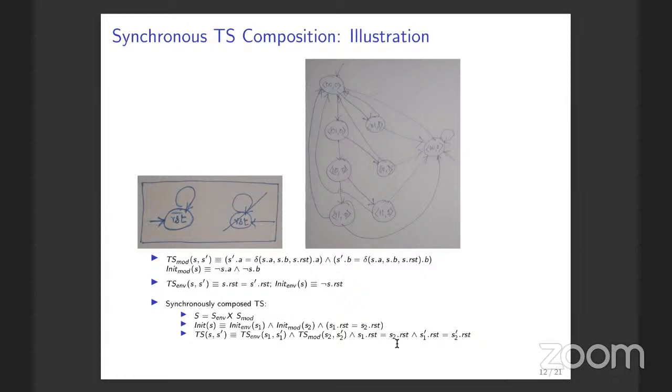Let's suppose that I made the transition system, maybe advertently, usually inadvertently, I changed the reset.